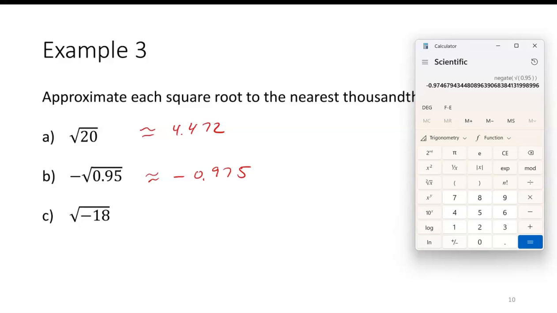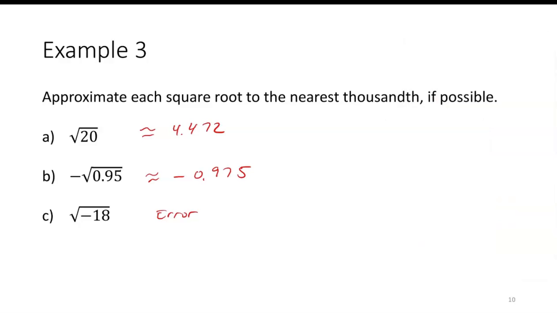Now, what if the negative was inside? So if I go 18 and negative, and then do square root, now I'm getting an error. So this last one doesn't seem to work. And why is that?